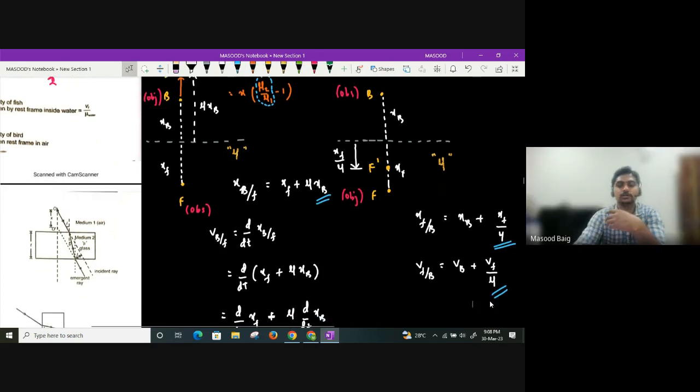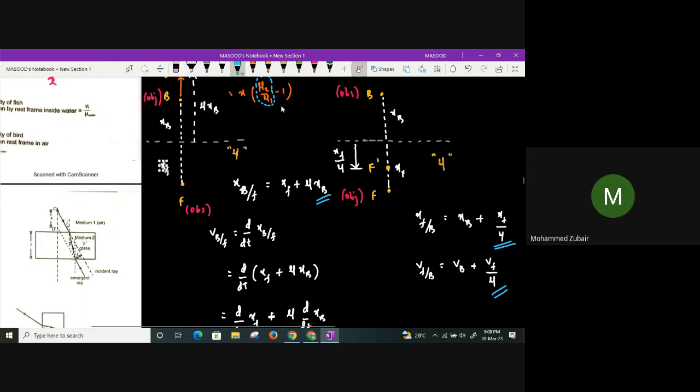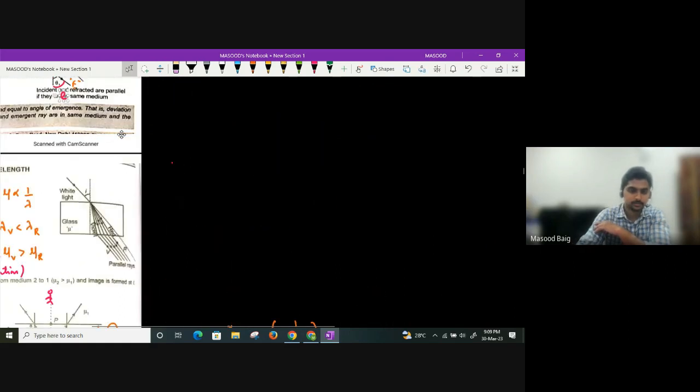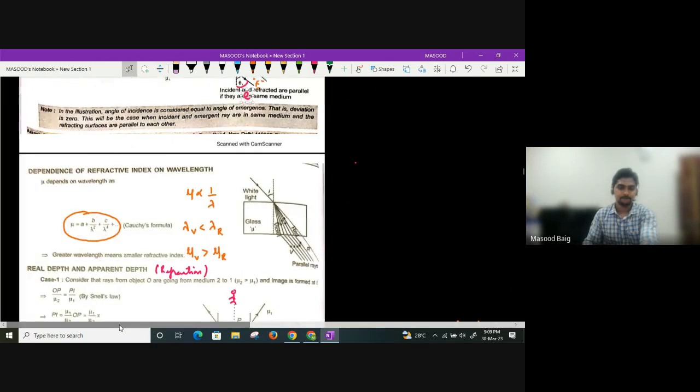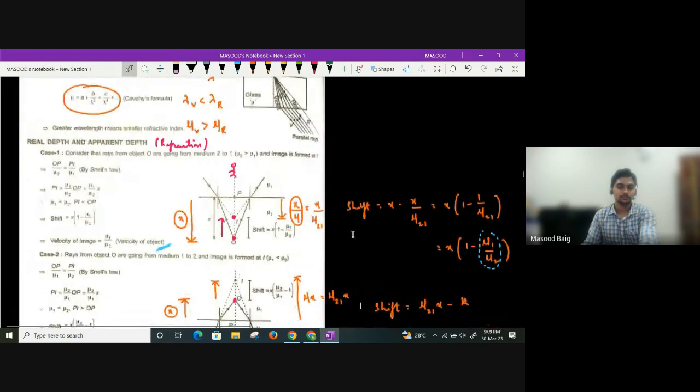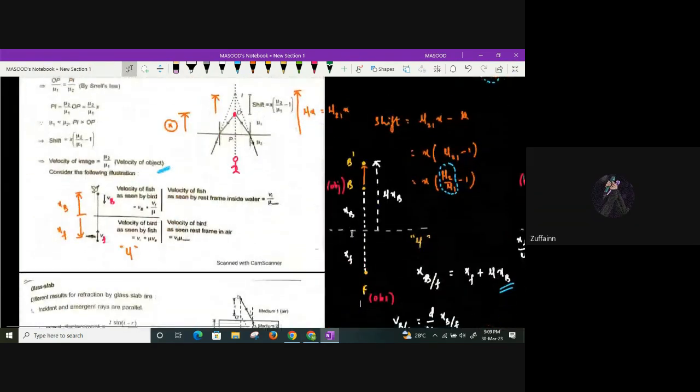So these are called real depth and apparent depth, or simply we call it actual position and apparent position. Understood, everyone? Which is based on the concept of refraction again. Clear? Let us move to the next points, guys. Real depth, apparent depth, understood, all of you? Right, the refraction part.